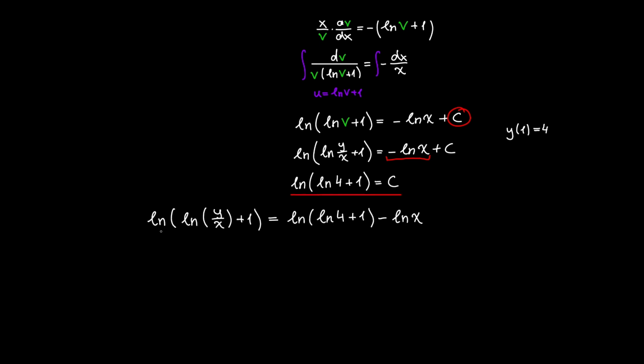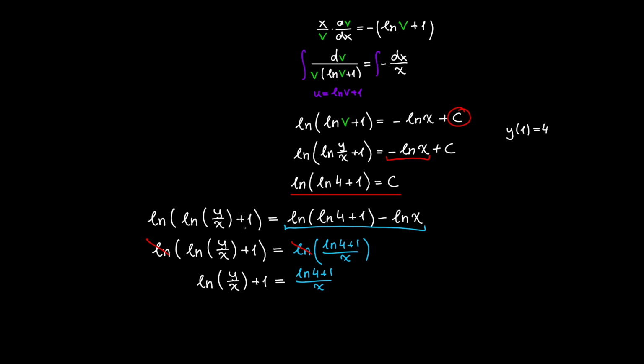Rewriting the entire expression, we get double natural log of (y over x plus 1) is equal to ln of (ln 4 plus 1) minus ln of x. However, the right-hand side can be simplified using the properties of logs and rewritten as ln of (ln 4 plus 1) divided by x. This will make our lives a bit easier since we have the natural log on both sides. We can simply cancel at least one of them out. All that's remaining was what was in the parentheses.